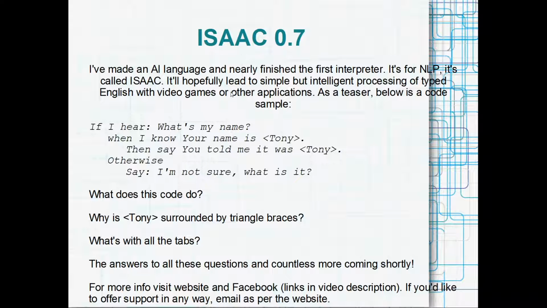The first thing I want to say is another little teaser for my new language that's coming out soon. I'm making an interpreter for a language called Isaac 0.7. It's for NLP or AI. And this is the code for it right here.